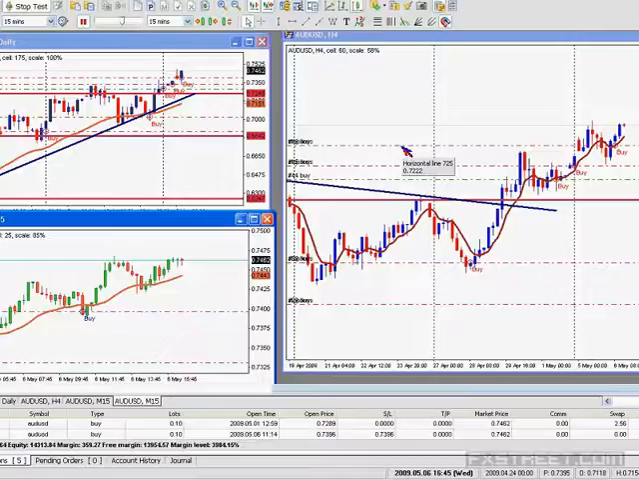Okay, but a pullback to where, though? Would you expect some deep pullback at this point or something fairly conservative? 4-hour, 5-EMA, brilliant. Because there's no reason for it to drop now. It's done everything it needs to. It's picked up buyers. It's made the pullback.